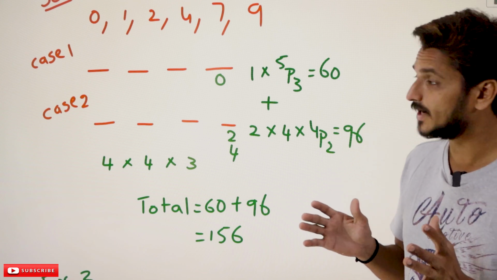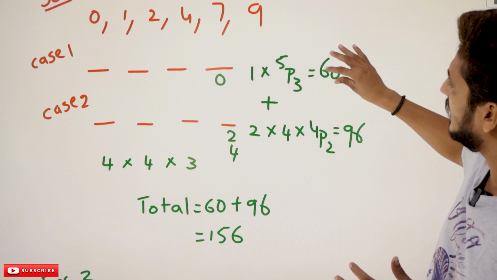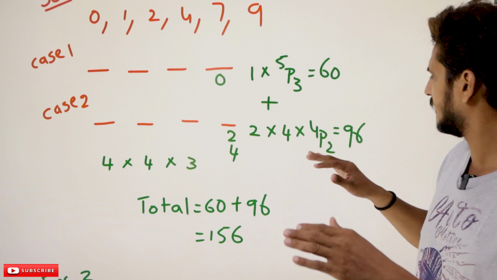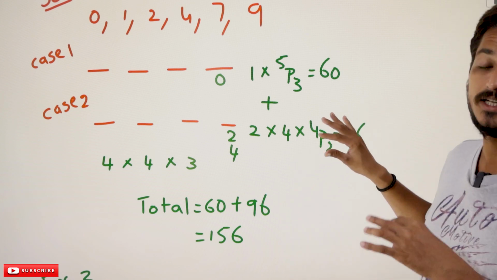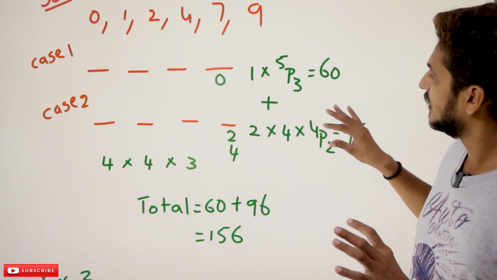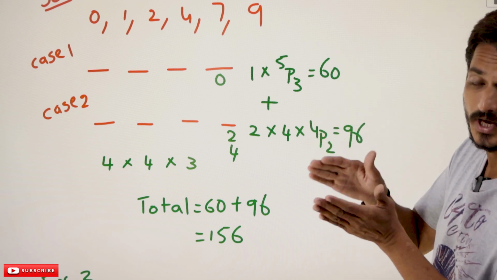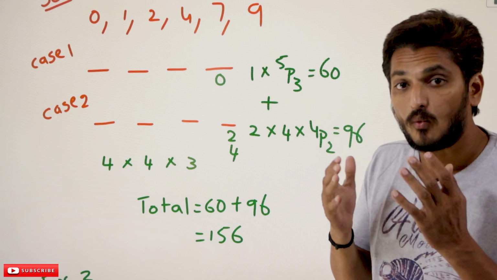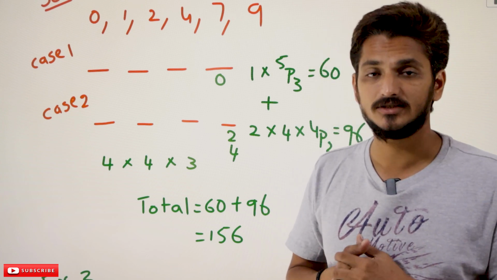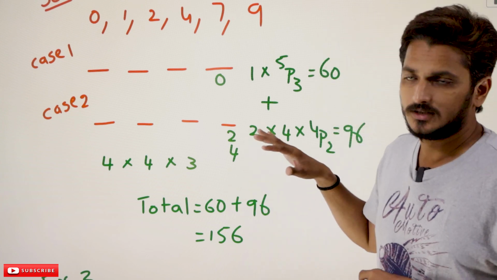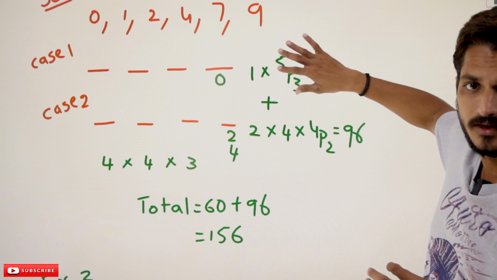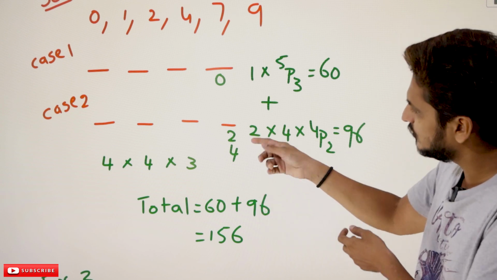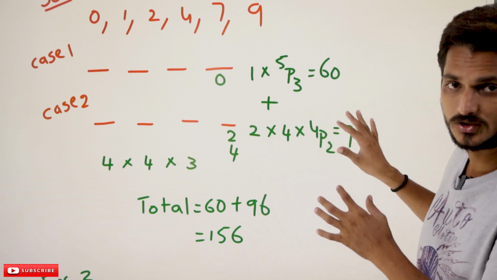So the point you need to understand: in this case you are having 60 permutations, 60 different ways you can arrange the elements. In this case you can arrange 96 different ways. These 2 cases, you should do the summation of these 2 values. Why do we need to do addition here? That is the point you need to understand, because once you place 0 here, this is a separate possibility, and once you place 2 or 4 here, this is a separate possibility.